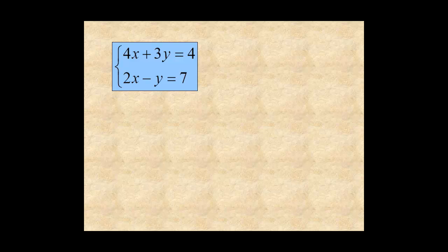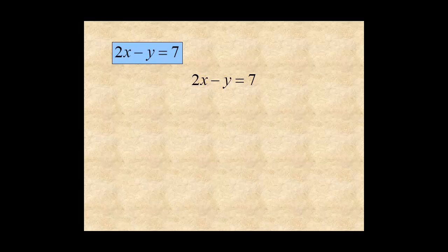Substitution works best when one of the variables in either equation has a coefficient of 1 or -1. In this example, notice that in the second equation, the y variable has a coefficient of -1. It would be easy to solve this equation for the y variable. There are different ways to solve for the y variable.